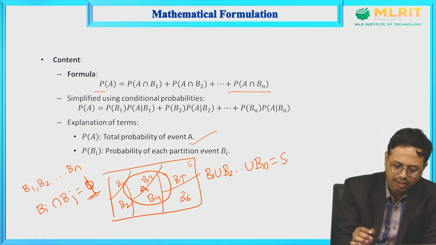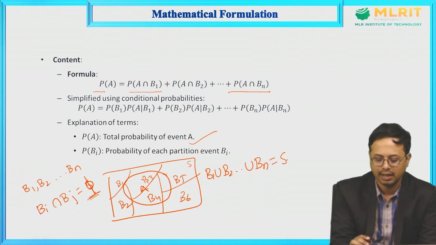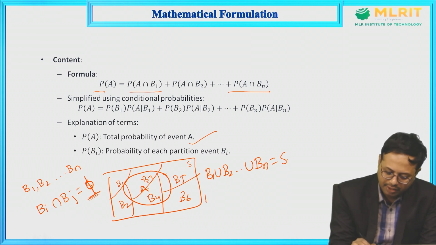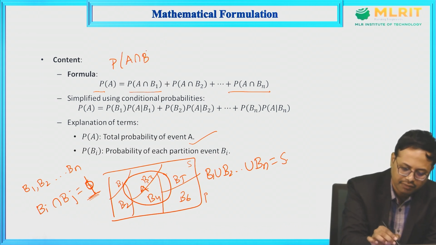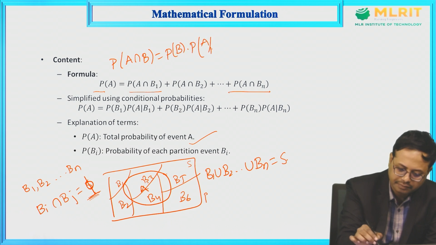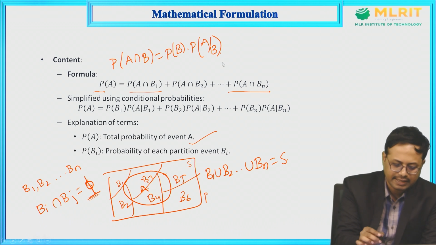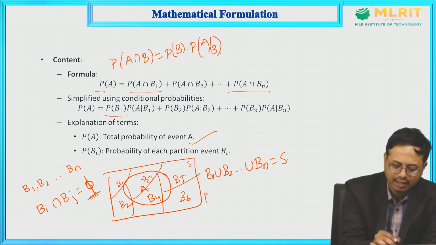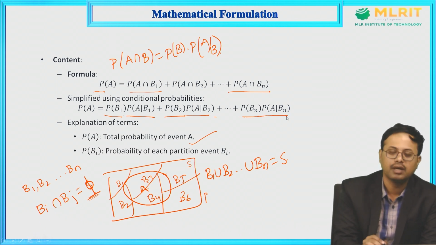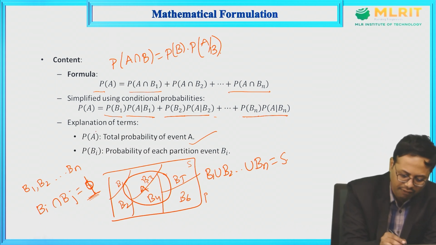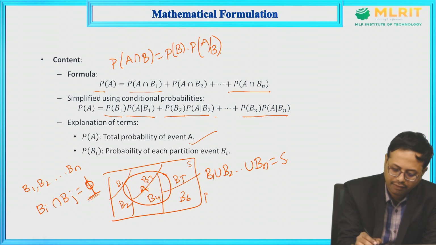In simplified form, you know the definition of conditional probability. What is the definition of conditional probability? P of A intersection B is equal to P of B into P of A given B. Using the same thing, P of A equals P of B1 into P of A given B1 plus P of B2 into P of A given B2, and so on up to P of Bn into P of A given Bn. This is the simplified form, and here P of A represents the total probability of event A.